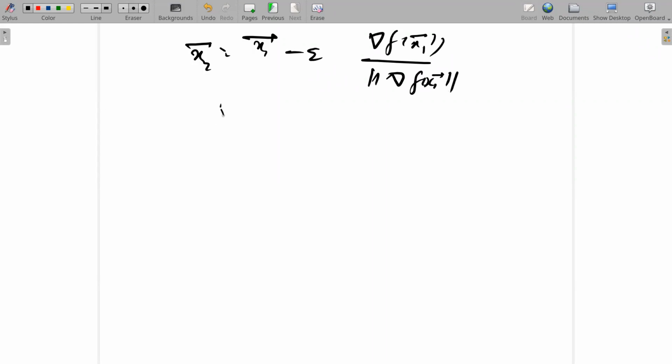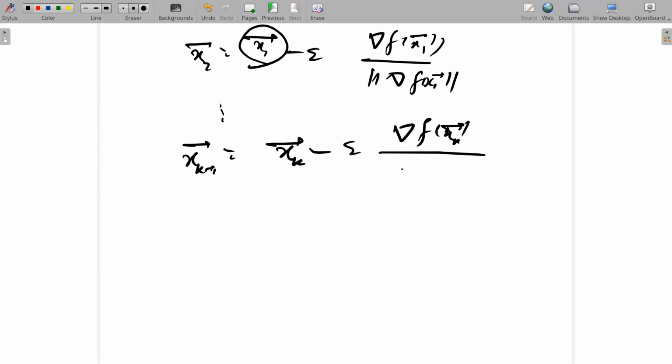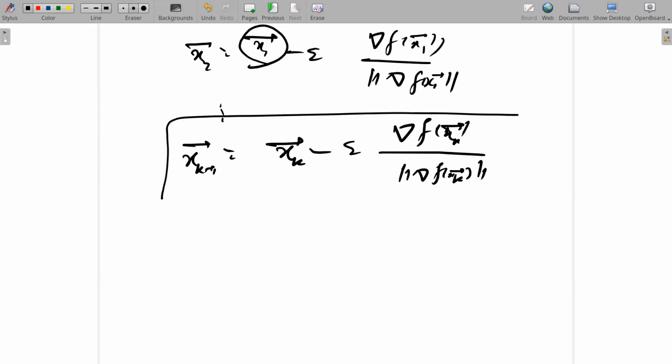In general, once you have the value of x1, you compute all these numbers, then you update to x2. So at the k plus 1th iteration, xk you already know. Then you can compute the gradient at xk. Then you compute this quantity. And eventually you hope that this will converge, at least to a local minima. It depends on the step size.